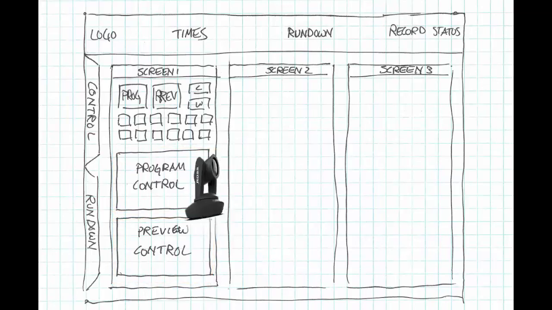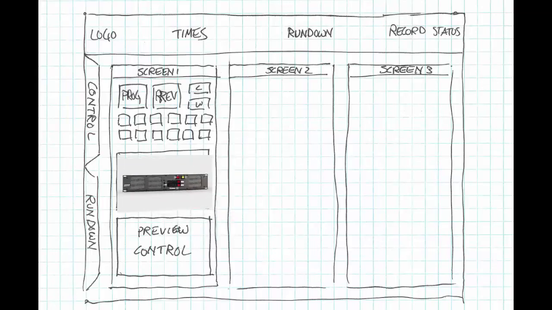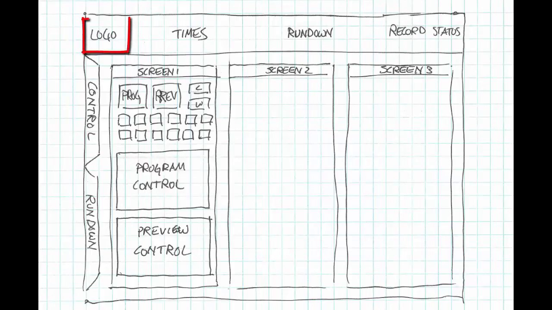For example, if a pivot cam's on air, I want the controls for it so I can adjust the camera. If a video player is on there, I want to be able to see a list of clips and play and pause those clips. At the top, I want a bar with my logo. I want clocks that show the current time and the show time. I want some rundown controls, and I want a status to say if I'm recording or not.